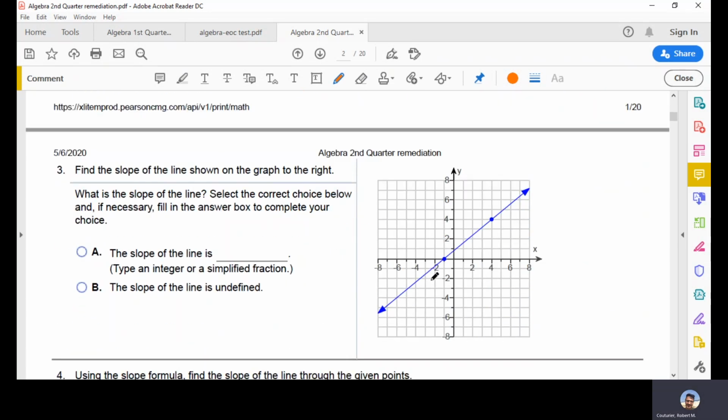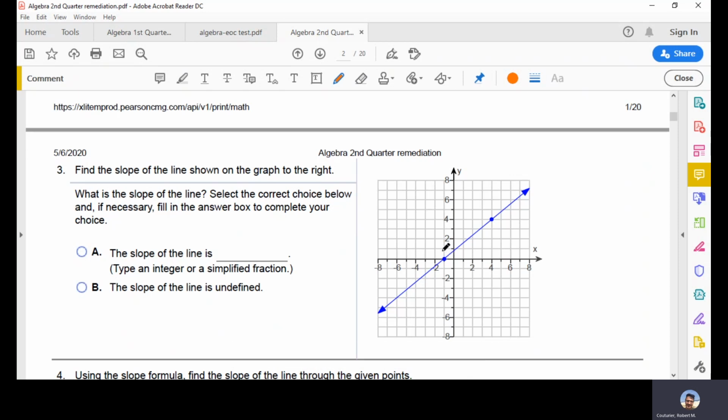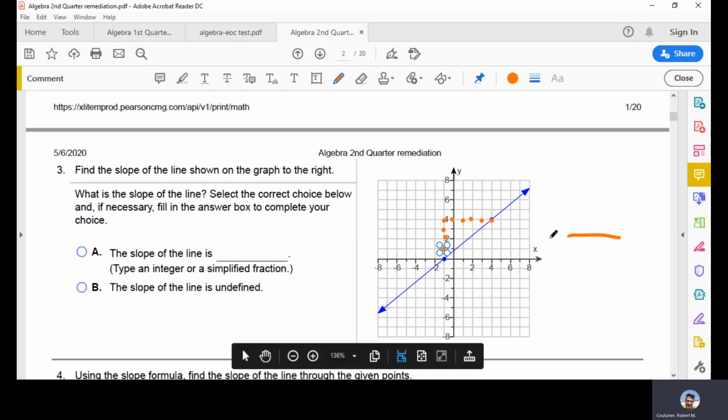Notice, same thing for the next problem. They want you to do the same thing. Again, I don't care how you figure it out, whether you find the points and use the formula, or you do rise over run. And the run, 1, 2, 3, 4. And you represent it as a fraction.